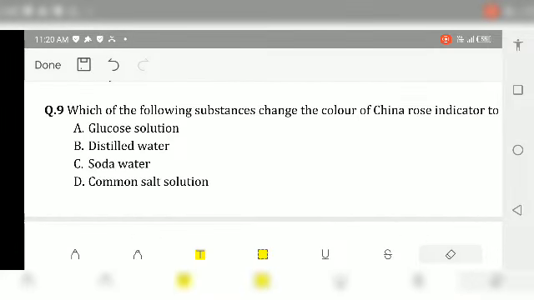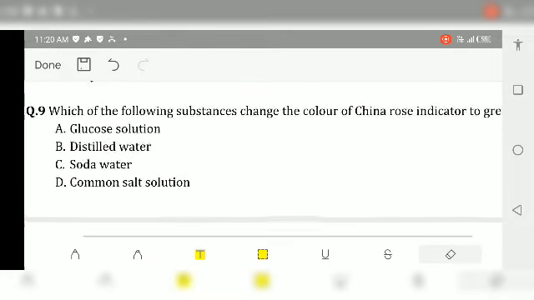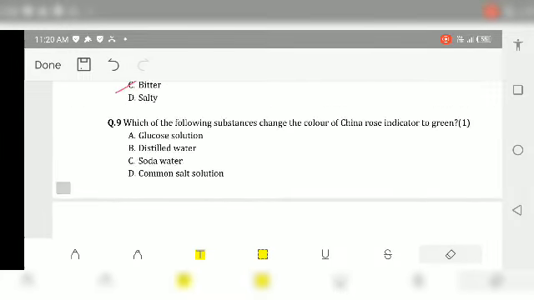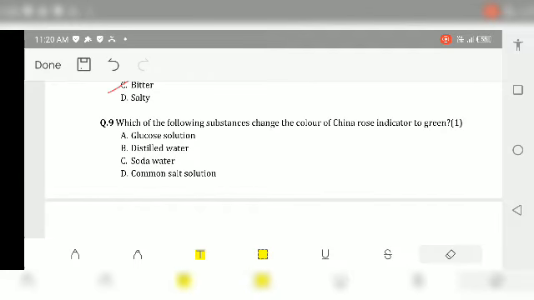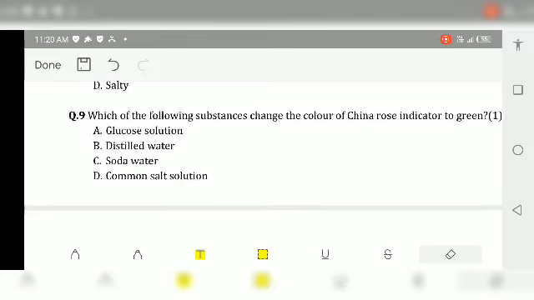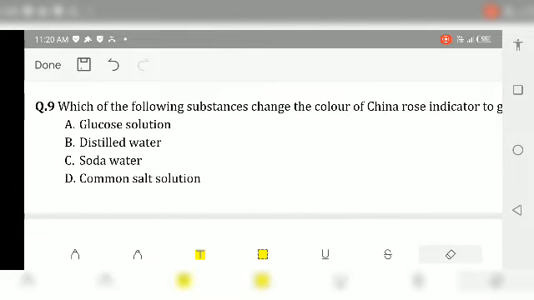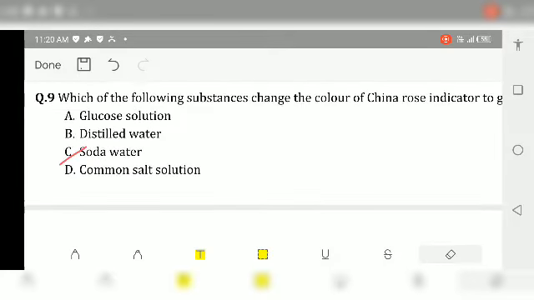Which of the following substances changes the color of China rose indicator to green? The correct option is option C, soda water.